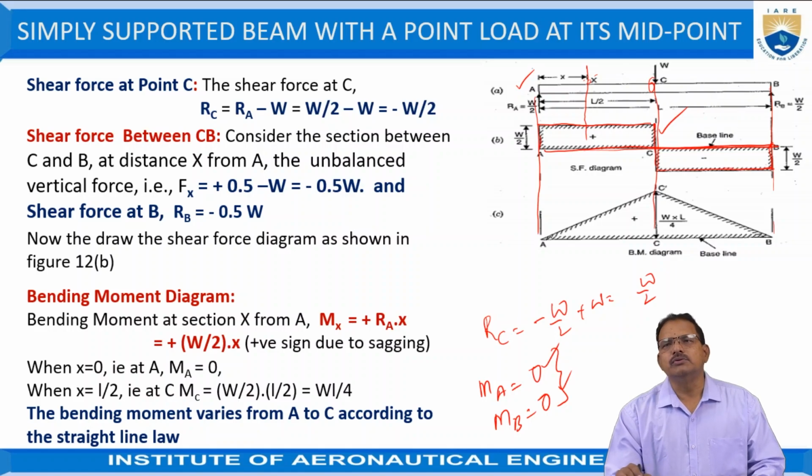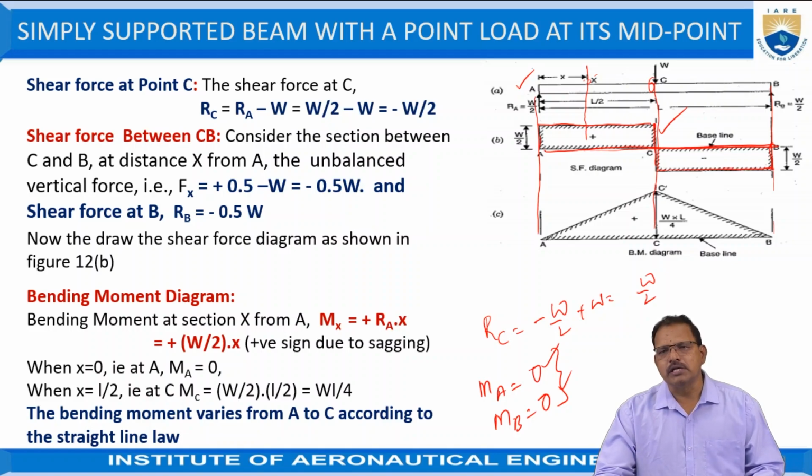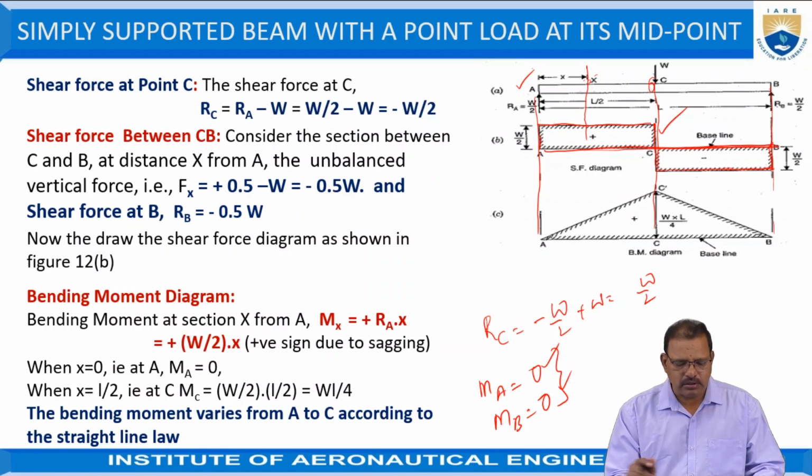But it tends to bend the beam in the form of concavity at the top. It is also called the sagging effect. It is treated as positive. Now, when x is equal to 0, that means MA is also equal to 0.